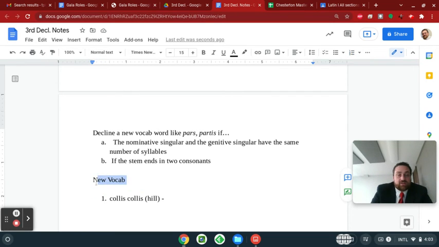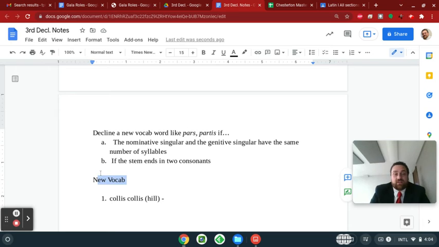And if we look at colis, colis, there's two reasons why it is an I stem. So I kind of gave the answer away. It is an I stem. It is declined like pars partus. The first reason is that the nominative singular and the genitive singular have the same number of syllables. Colis, colis. They both have two syllables. And so therefore it's an I stem.